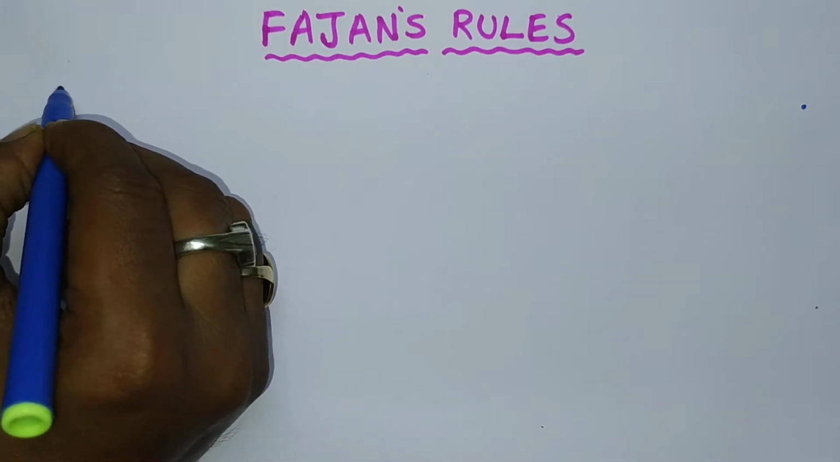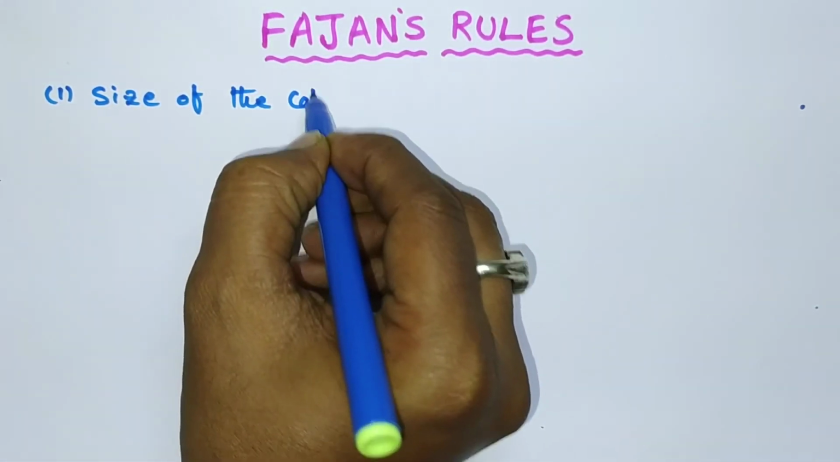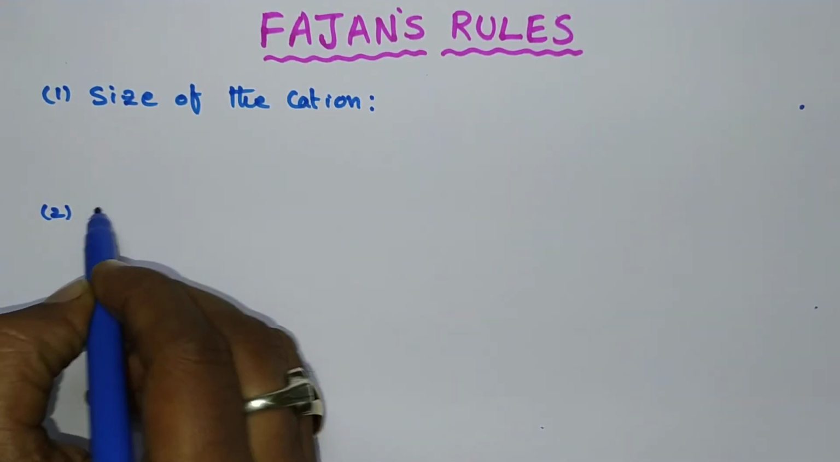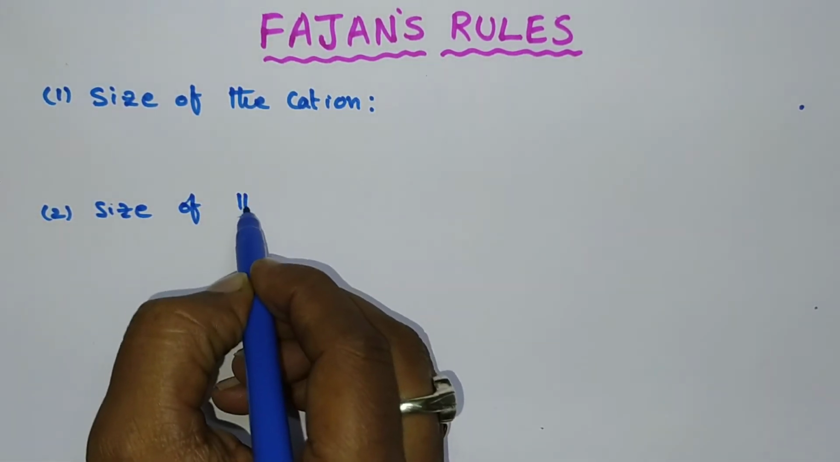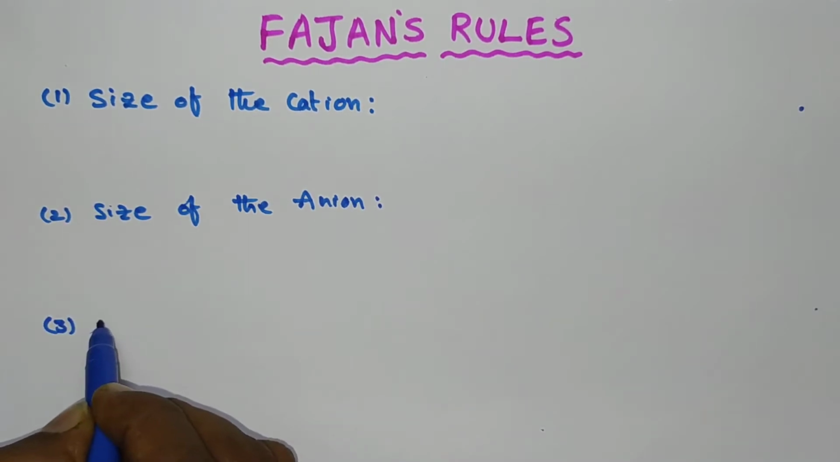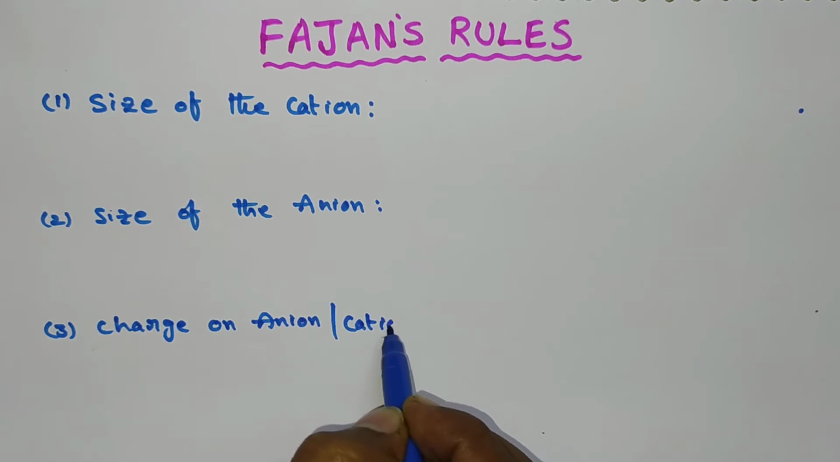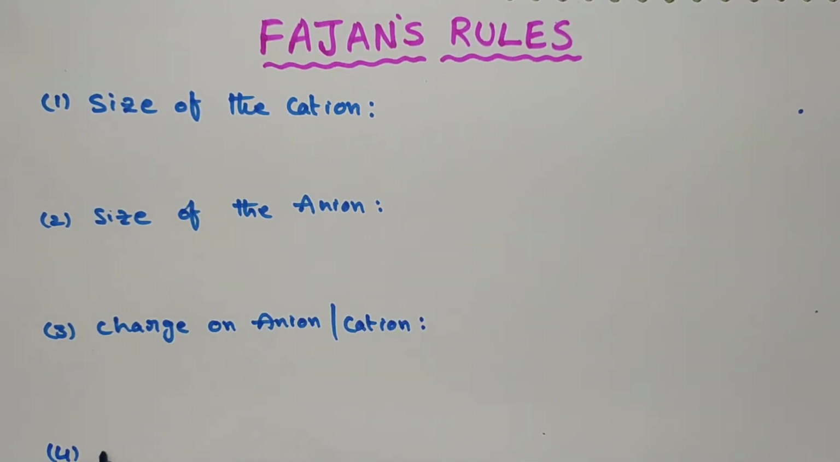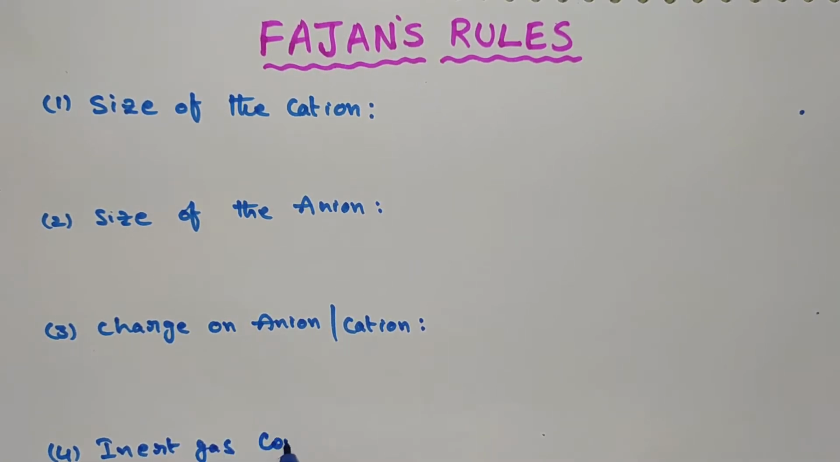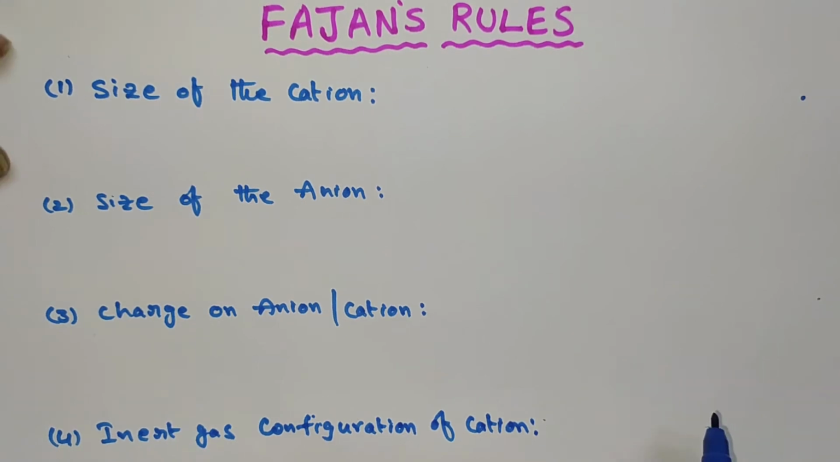factors. The first one is size of the cation, and second one size of the anion, and third one charge on anion or cation, and finally the inert gas configuration of cation. So mainly we have to discuss these four things.